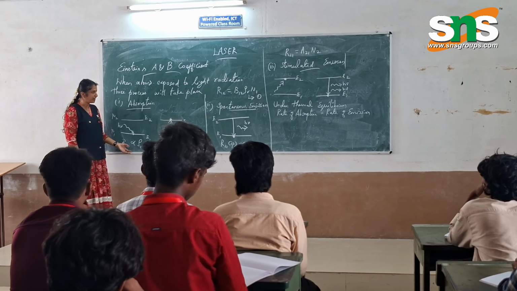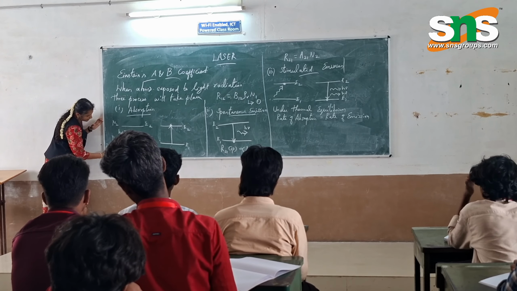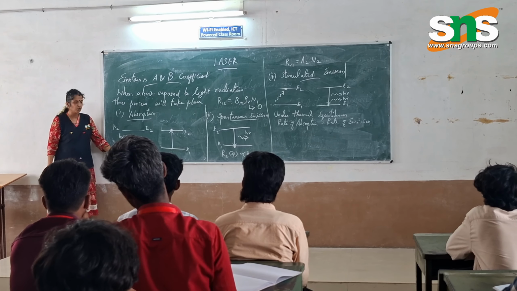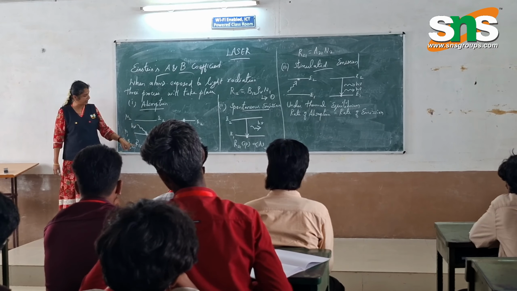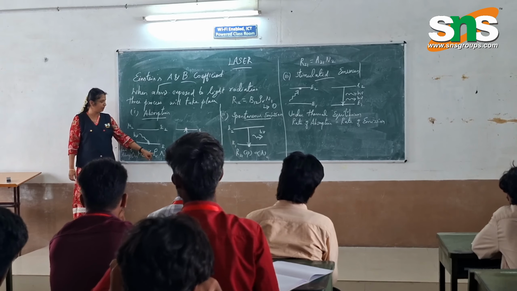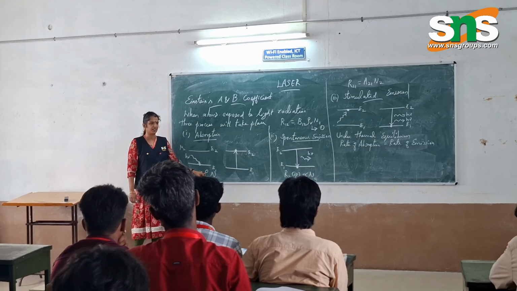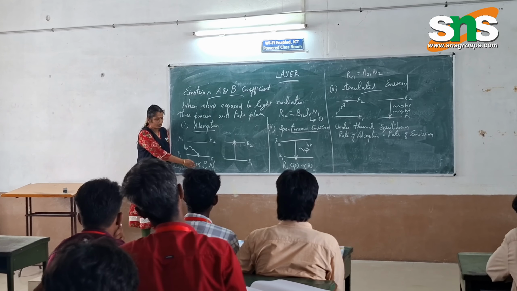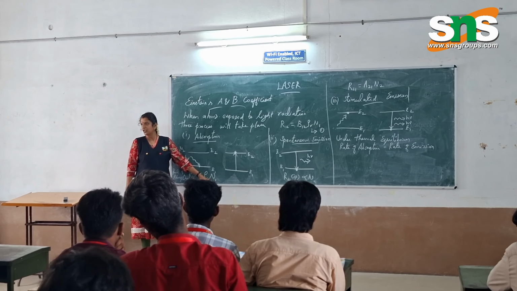Okay, so here we can calculate the rate of absorption. The rate of absorption can be written as R12. Here 12 represents the transition from ground state to excited state. This is directly proportional to rho, which is the energy density, since we are giving energy, we are taking the energy density concept, and it is directly proportional to N1, the number of atoms present in the ground state.